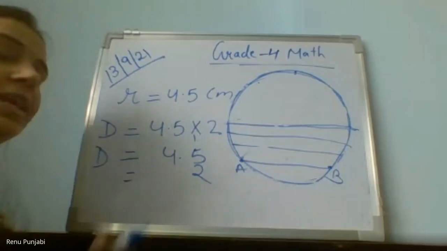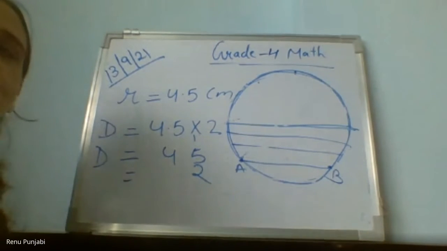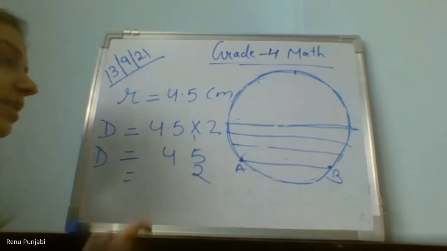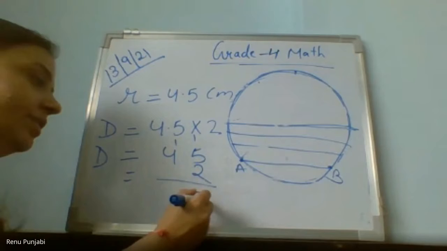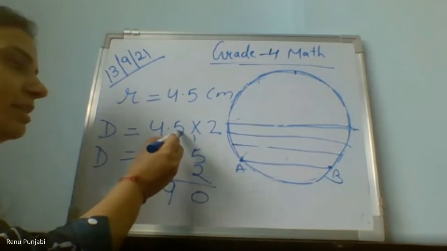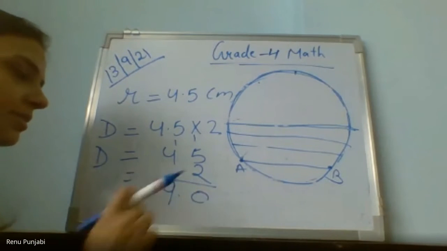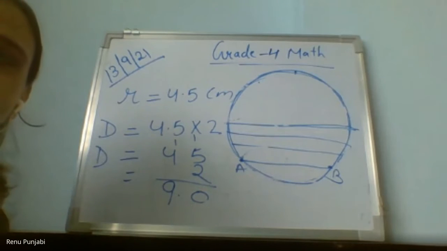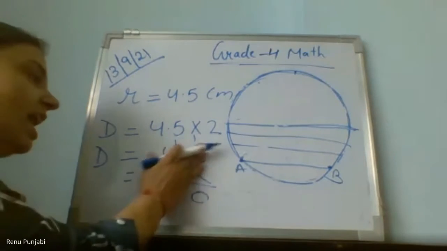Remove this decimal. Don't think there is a decimal. Remove the decimal and multiply as normal numbers. 2 5s are 10, 4 2s are 8, 1 is 9. Now after the decimal one digit is there, so from the back count one digit and put the decimal. How to multiply the decimal number, is that clear to you all? So the answer is 9 centimeter.